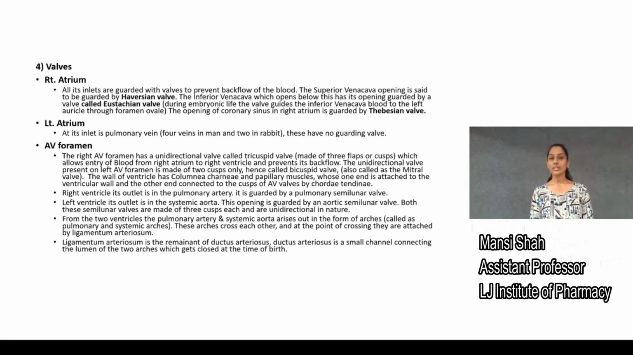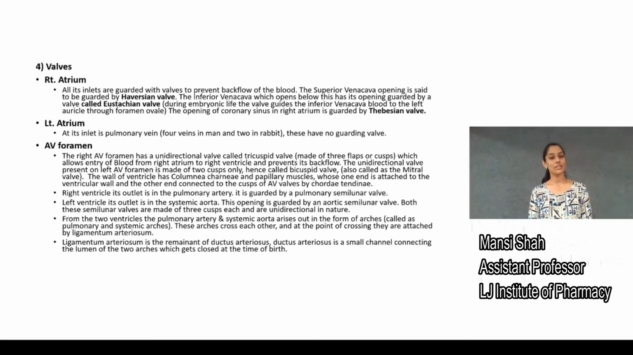The right ventricle, its outlet is the pulmonary artery. It is guarded by pulmonary semilunar valve. Then left ventricle, its outlet is the systemic aorta. Its opening is guarded by aortic semilunar valve. Both the semilunar valves are made up of 3 cups each and are unidirectional in nature.